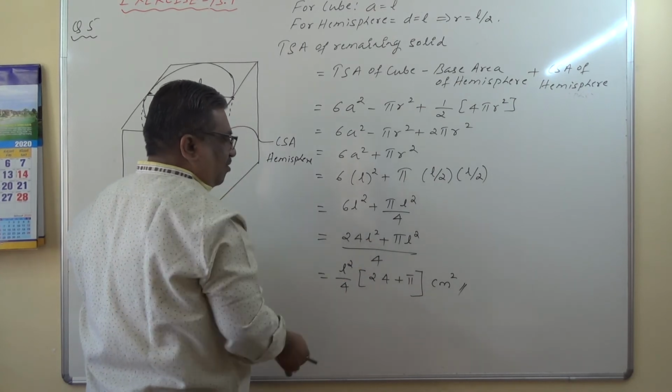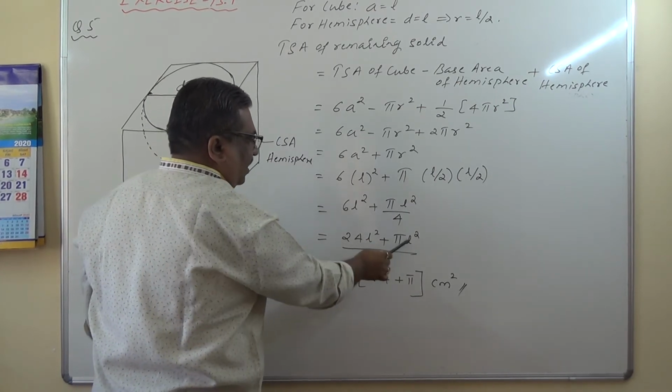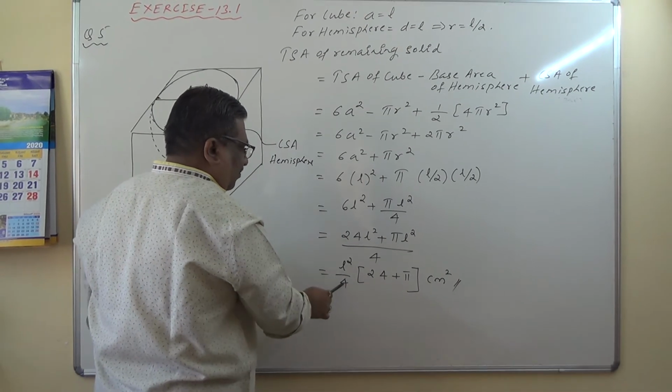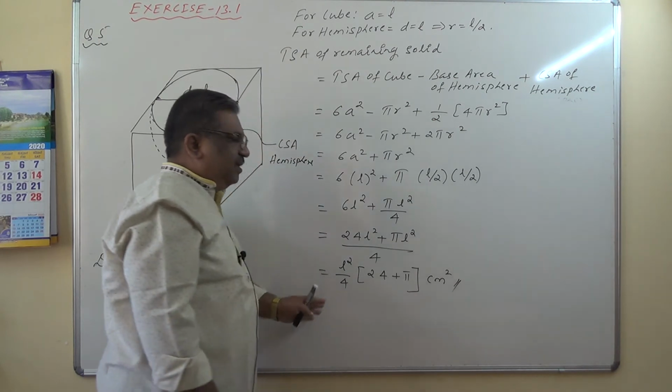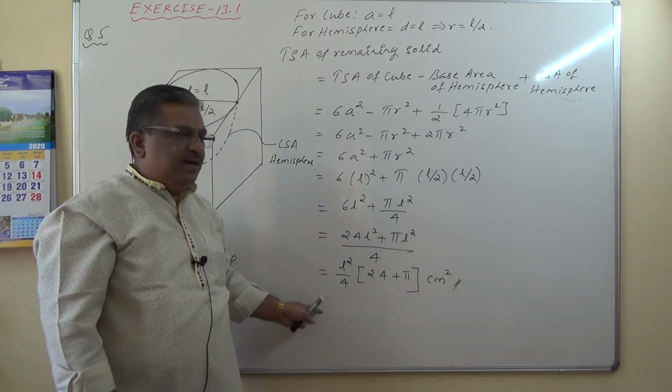Out of this, take a common. What is common? L square is common. So L square by 4 into bracket 24 plus pi square centimeter. This is the answer for this question. Simple. So make a note of this.